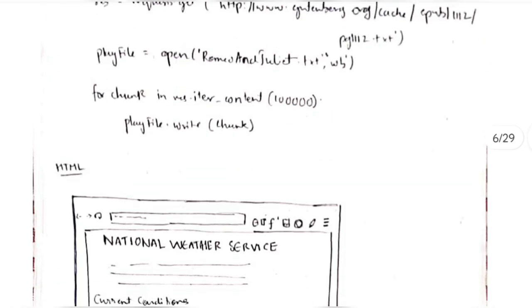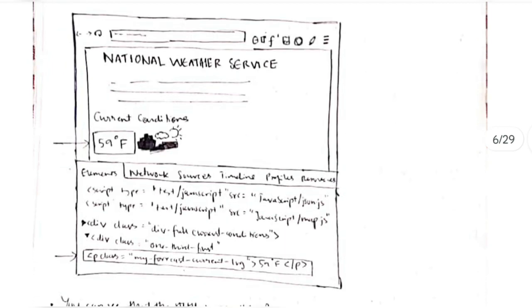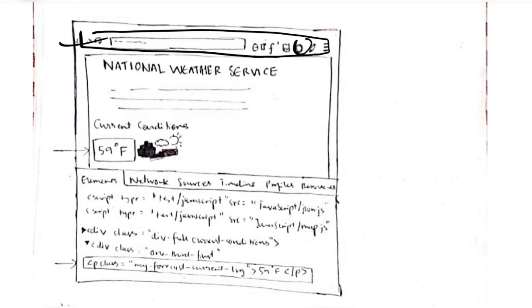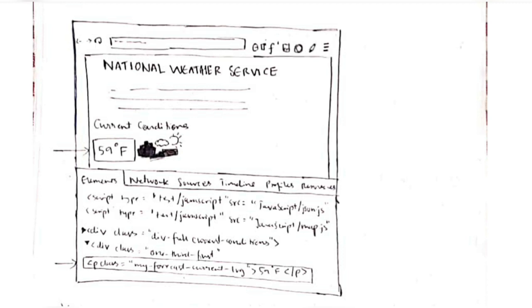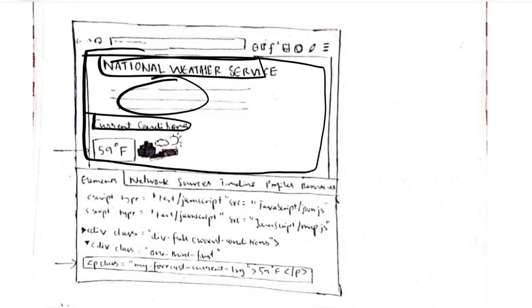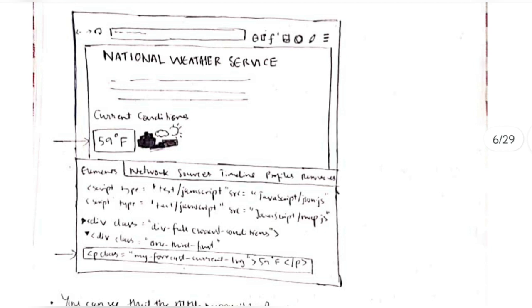Okay, coming to the next one, which is HTML. This is a sample web page. Things you can observe here: this is the top bar of the web page, and you can use that bar for searching some queries, or you can go back, or all the content. This is the title, and here we have the paragraph, and after that some image and the temperature. Okay, so each of these is a content.